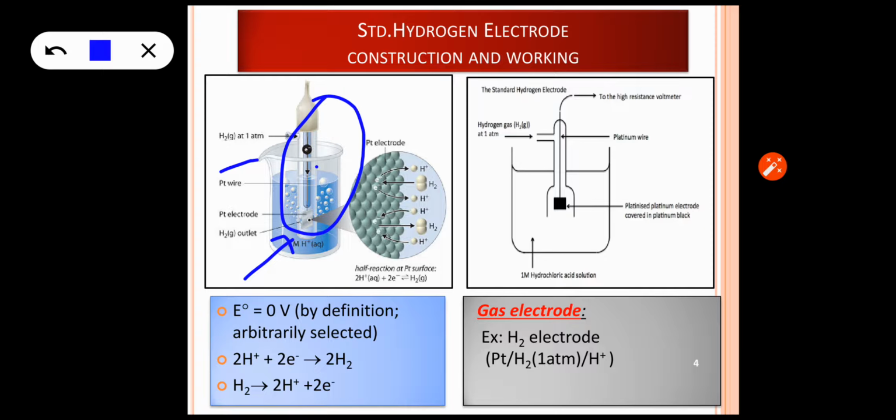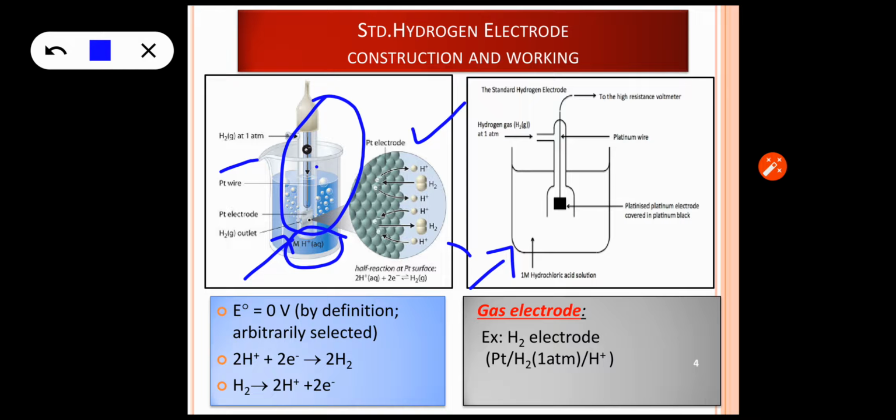And the platinum foil is dipped in a solution which contains the H plus ions of exactly 1 molar concentration. Now what is the role of platinum here? So platinum is basically inert metal. It only gives the surface for the establishment of the potential. So platinum establishes the equilibrium between the H plus ions and the H2 gas, which is shown in the enlarged diagram. This is a simple construction of the standard hydrogen electrode. The two-dimensional diagram is also provided here, which is easy to write in the examination.